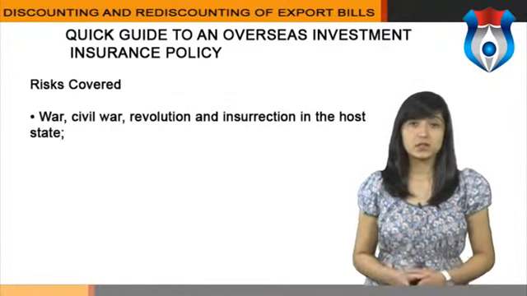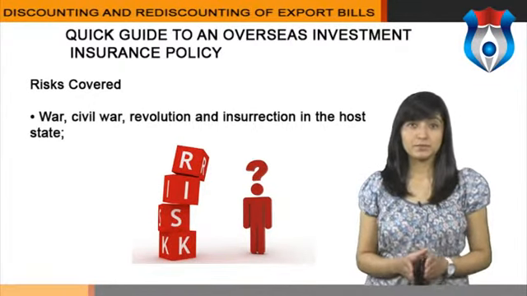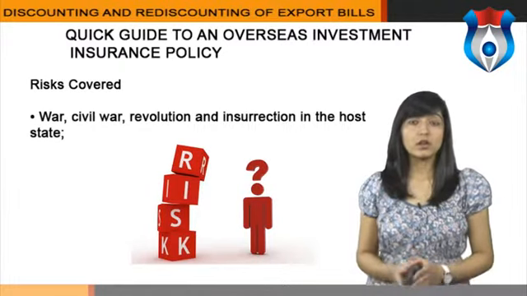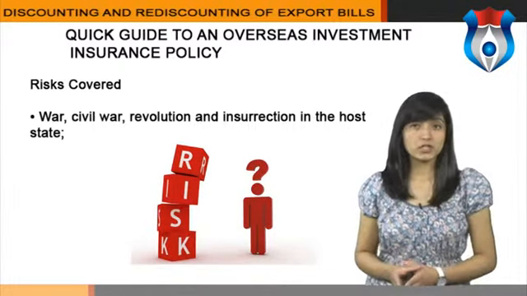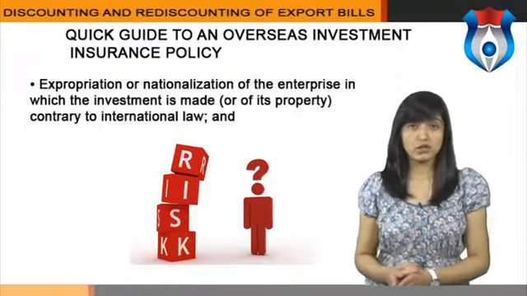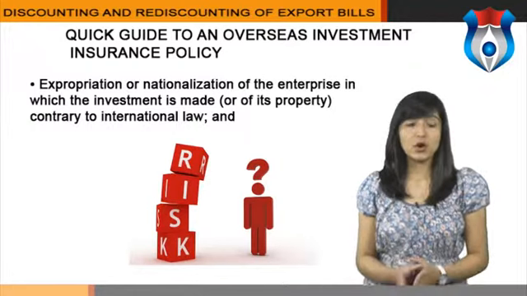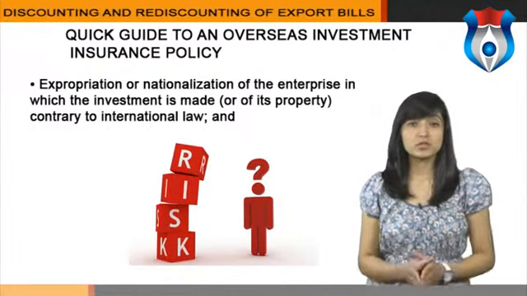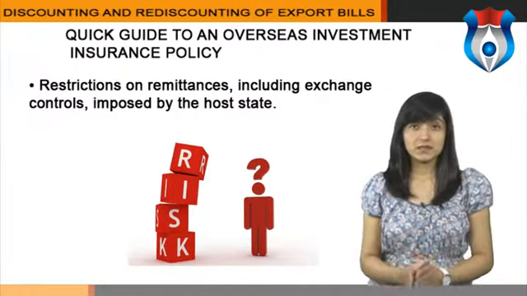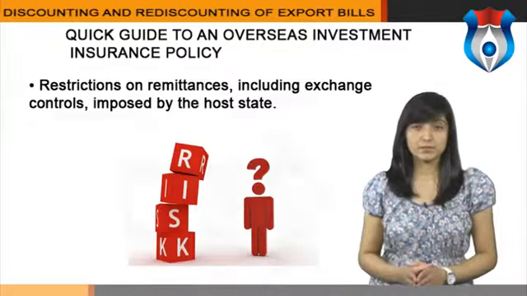Risks covered. Full details of the risks covered are set out in the policy, but they include war, civil war, revolution and insurrection in the host state, expropriation or nationalization of the enterprise in which the investment is made or of its property contrary to international law, and restrictions on remittances, including exchange controls imposed by the host state.